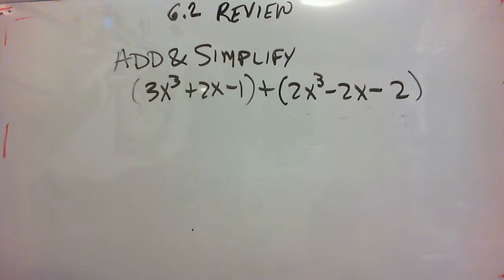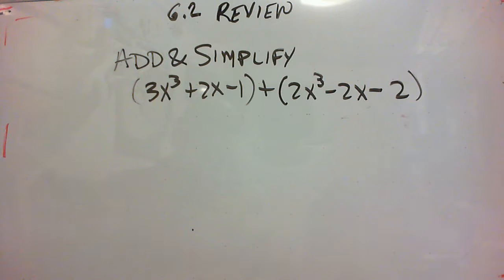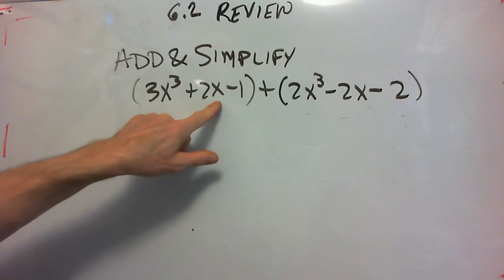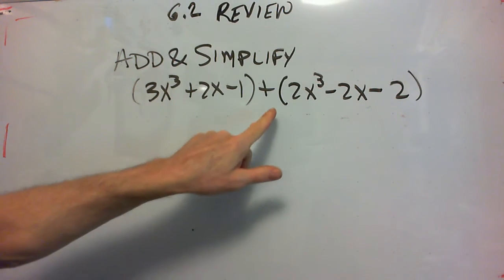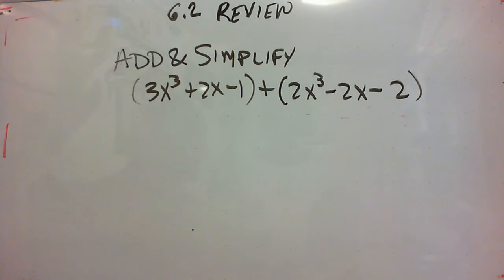Now actually this is really a review of something we've already been doing. To add and subtract polynomials, we just add and subtract the like terms. And I start with an example that's sort of like 4 in the homework. 3x cubed plus 2x minus 1 added to the polynomial 2x cubed minus 2x minus 2. Now when you're adding polynomials, you can just drop those parentheses.